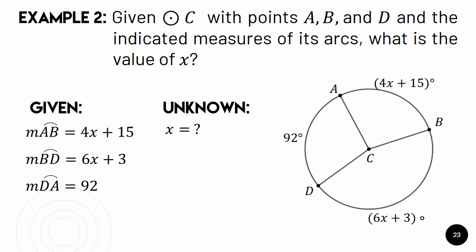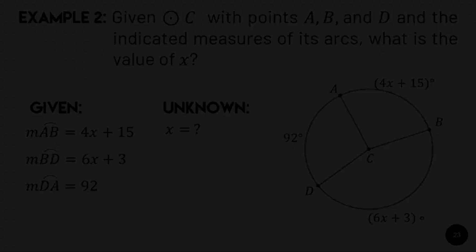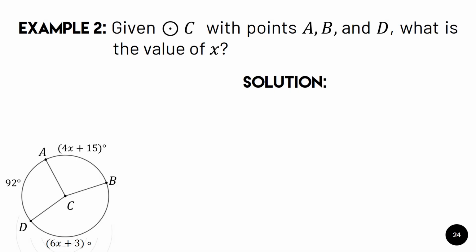Let us take this example. Given circle C with points A, B, and D, and the indicated measures of its arcs, what is the value of x? Given the measures of arc AB, arc BD, and arc DA, we can use those measures in solving for the unknown, which is x.